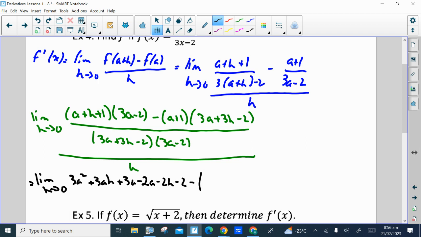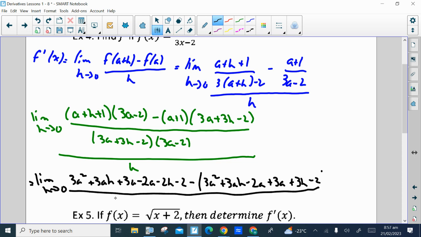Now I'm going to multiply everything out in those last two brackets. First multiplying everything in the trinomial here by the a in front, it'll be 3a squared plus 3ah minus 2a. And then everything by the plus 1, it'll be positive 3a, positive 3h, and minus 2. So that is all over our common denominator, which is 3a plus 3h minus 2, bracket, 3a minus 2.